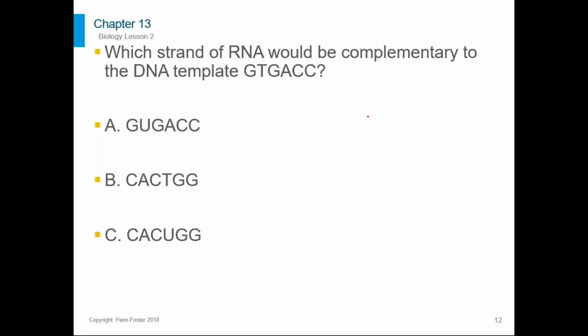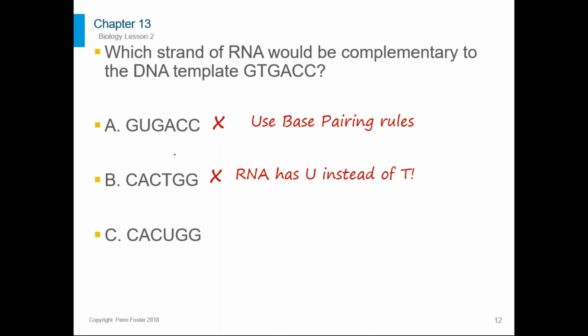So our first option, GUGACC, doesn't work because it's not complementary. Remember, each one doesn't bond to itself. You don't have a G bonding to a G. G always bonds to C. So A can't be right because it doesn't use those base pairing rules. We don't have G bonding to C and A bonding to U. How about B? We've got G bonds to C, T bonds to A, G bonds to C. But then here's our problem. We have A bonding to T, and it should be U. In RNA, we're never going to see the letter T. It's always U. So this makes this our answer.